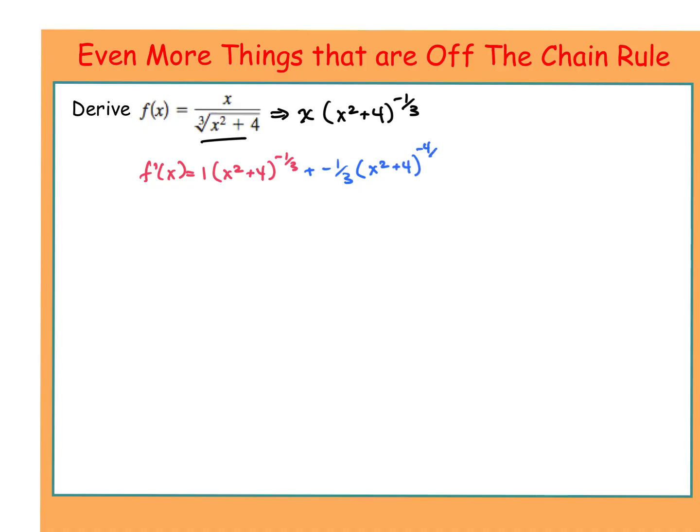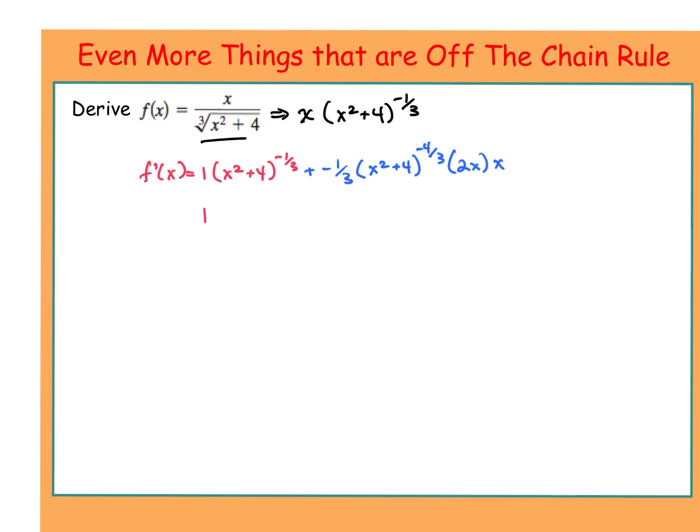Negative 4/3. Now, does anything pop out? Yes, 2x. 2x pops out. And so there's the derivative of the second, but then I need to multiply by what? The first, which is x. And so there's the calculus. That's it. All right? And so that's the easy part. And so now let's simplify this up a little bit.